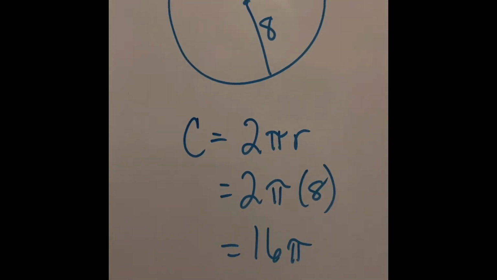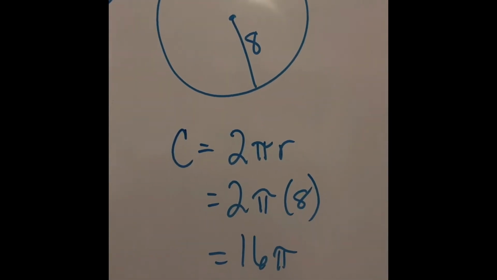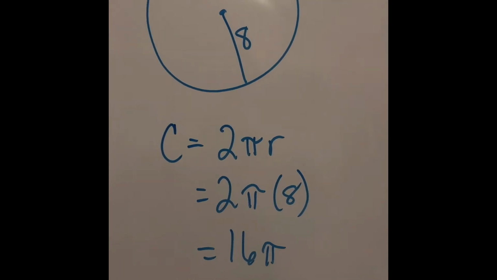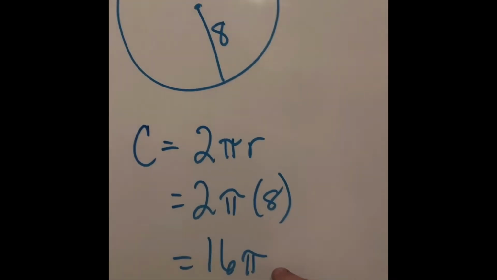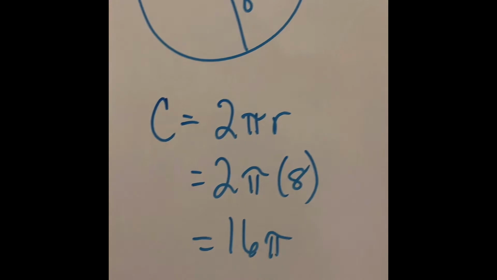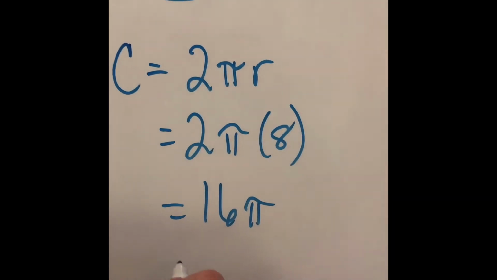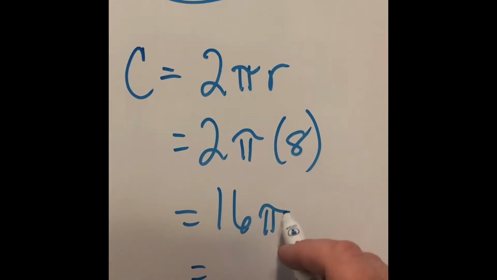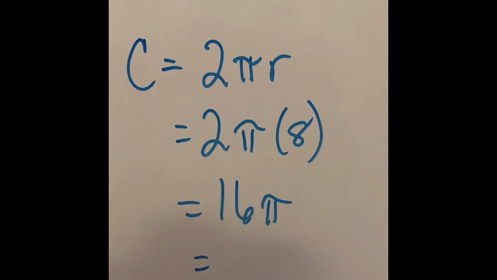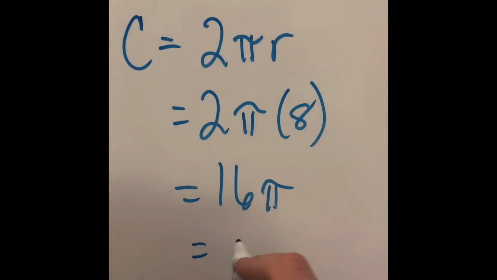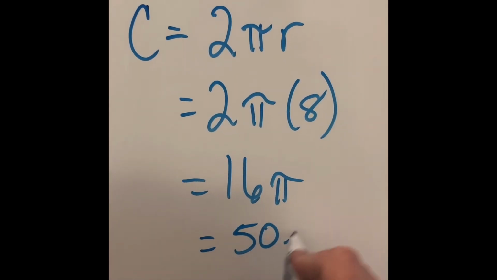Now, you can leave your answer that way. You don't have to give your answer in terms of a decimal. Sometimes it's better to leave the exact answer, which is 16 pi, than to give the decimal answer. But just in case you did give the decimal answer, just take 16 either times the pi button or times 3.14 on your calculator, and that's going to give you 50.24.